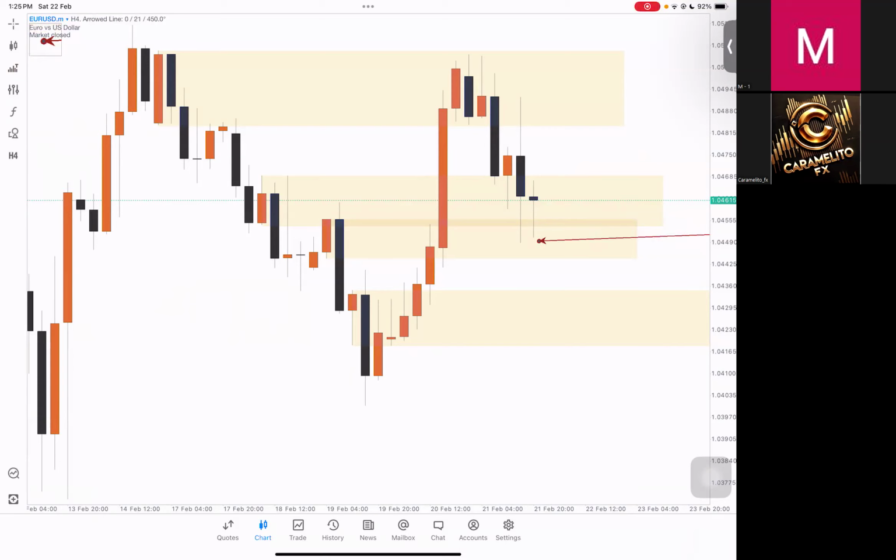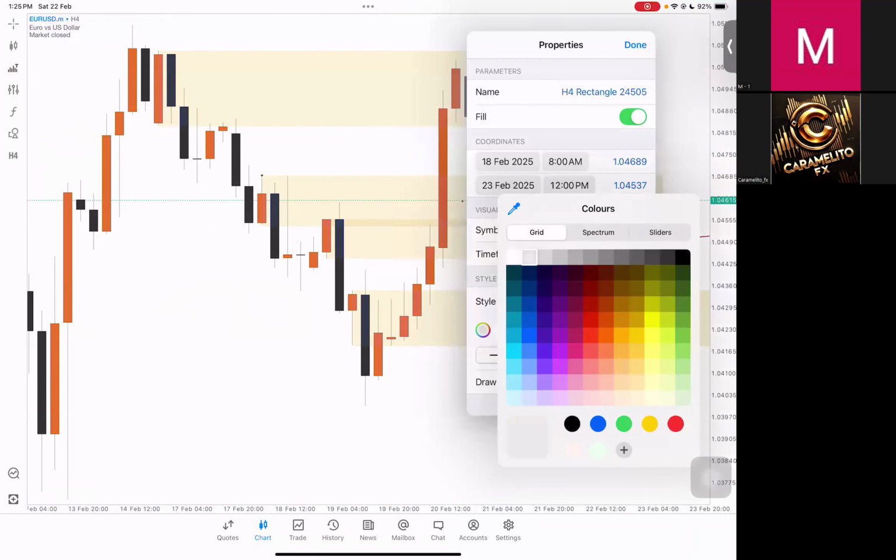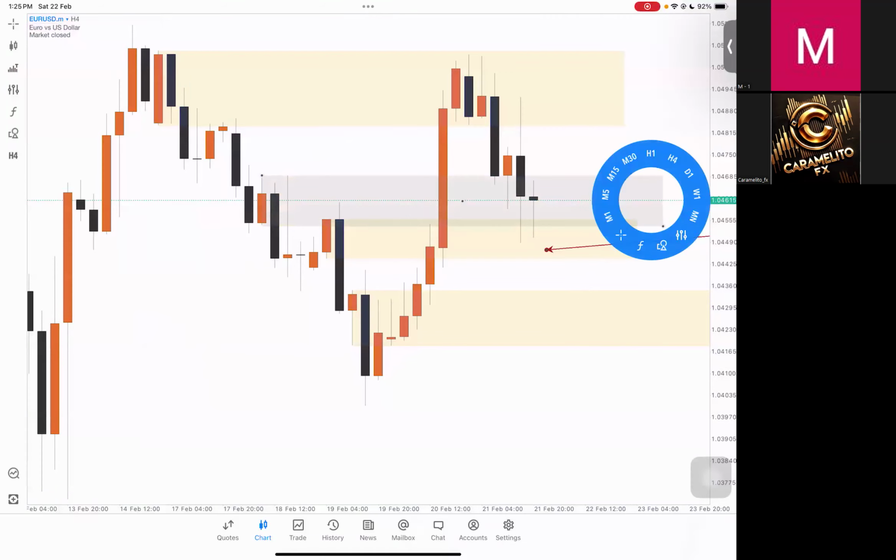Maybe I try to go to a lower time frame and see which zone price is going to respect. It's either the middle zone or the lower zone. Maybe I'll change the color a bit so you can differentiate. It's still the same thing, a buy zone. Now we are on H4. Which time frame should we go to next? H1. We go to H1.